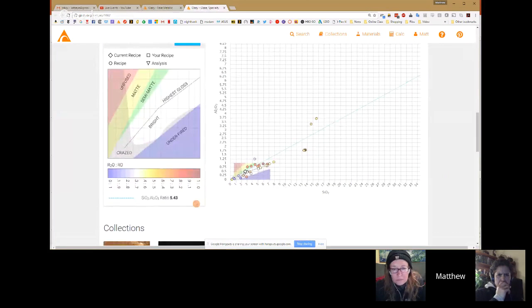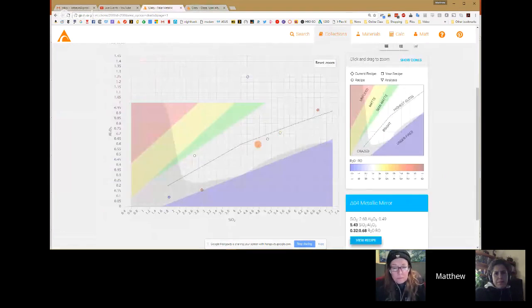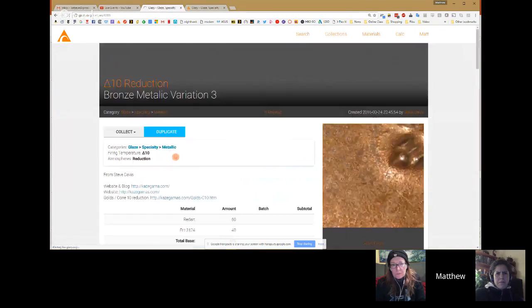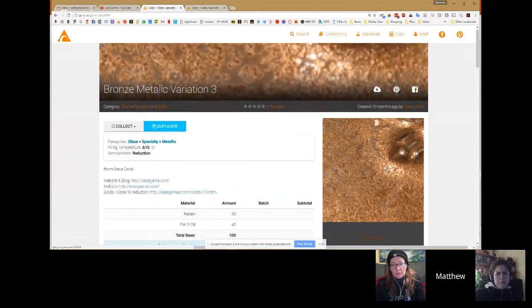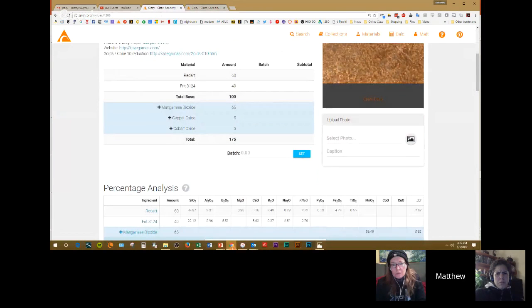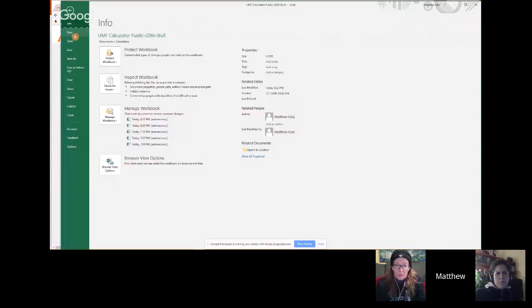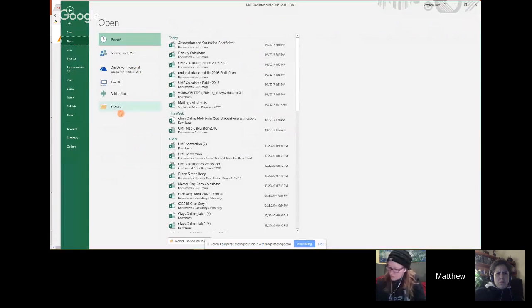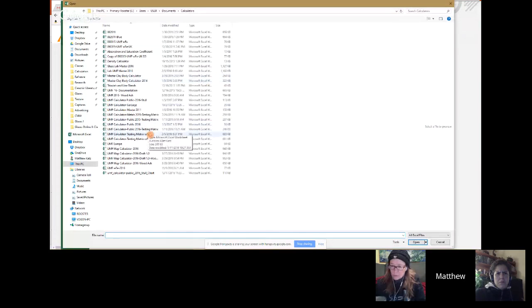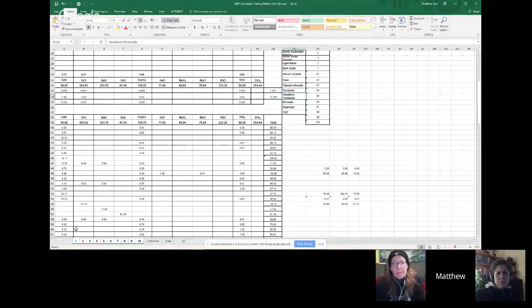And then come back here. So here's a cone 10 that's fairly crystally. Let's run the numbers on this one. Give me a second. Let me pull up a new spreadsheet because this one doesn't account for iron. Open. Browse with iron. Okay, so this doesn't have the cool little feature on it, but it's a good spreadsheet.